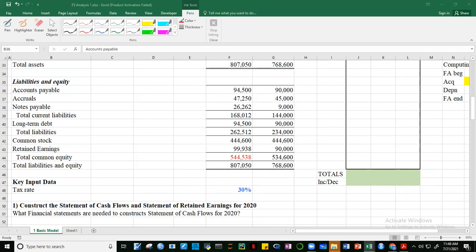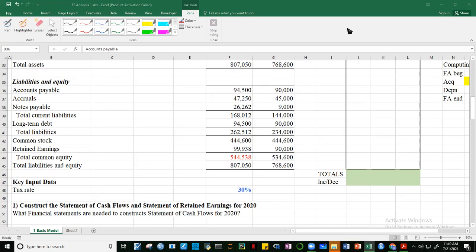Ibig sabihin, binigyan tayo ng supplier ng terms, credit terms. I'm sure inaral nyo na sa accounting yun, di ba? Yung credit terms, kunyari 2/15. Paki-chat kung napag-aralan nyo na. Okay, good. So I will not discuss that anymore kasi actually it's more accounting. So yun ang accounts payable, another name for that is trade payables.